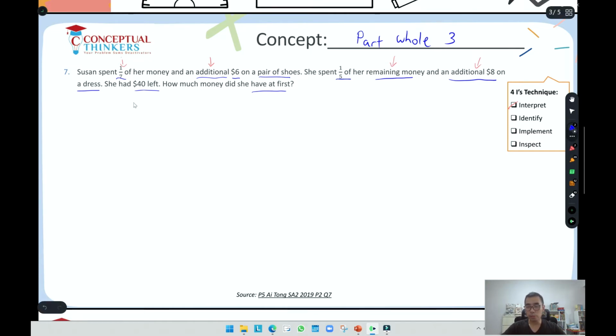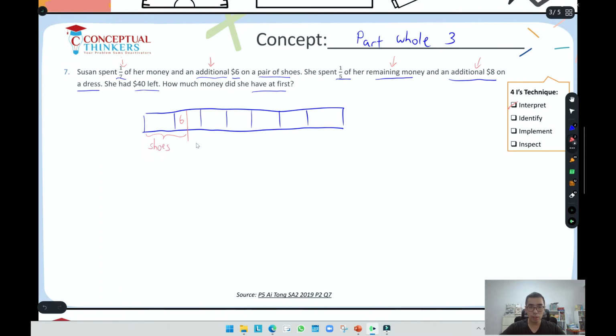First thing, we need to draw a model with a total of 7 units. So let me just draw it on the spot. I'm going to cut this 1, 2, 3, 4, 5, 6. Okay, so let's count. We have 1, 2, 3, 4, 5, 6, 7. Okay, 7 units. Additional $6. So I'm going to use another color to represent the $6. So I'm going to have a $6 here. So from here to here will represent the shoes that she spent on.